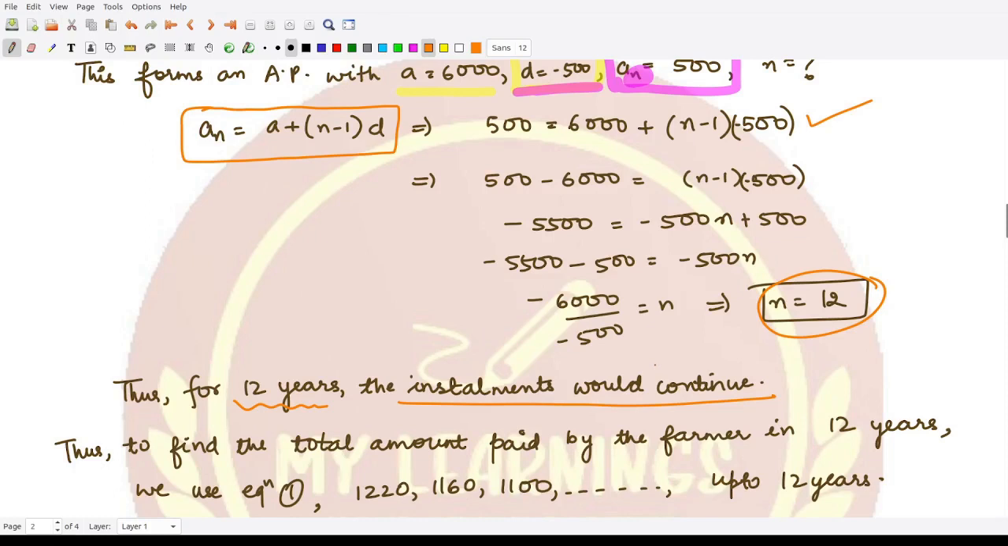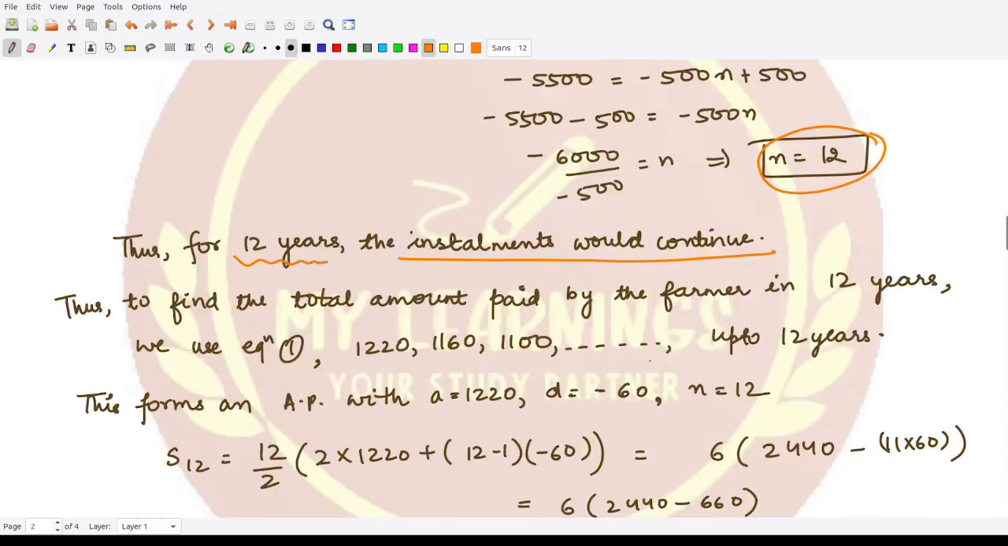So therefore when we have to find the total amount paid by the farmer in 12 years, it would be this series, right? Because he'll be paying this much amount every year, and we have to calculate this up to 12 years. So how can we do that? Here also it forms an AP. We can make use of an AP with the first term as 1220. The common difference, when you subtract this from this, you get the common difference as minus 60. And the number of years we have to perform this is 12.